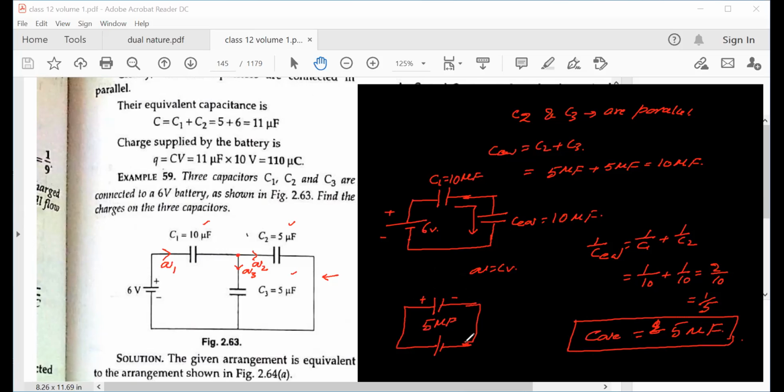So we need to find the charges first of all. The voltage is plus or minus 6 volts. So Q is equal to CV. Q is equal to C, your 5 microfarad, into voltage, nothing but your 6 volts. So the value of charge is nothing but your 30 microcoulomb. This is your charge, and this charge is nothing but your Q1.